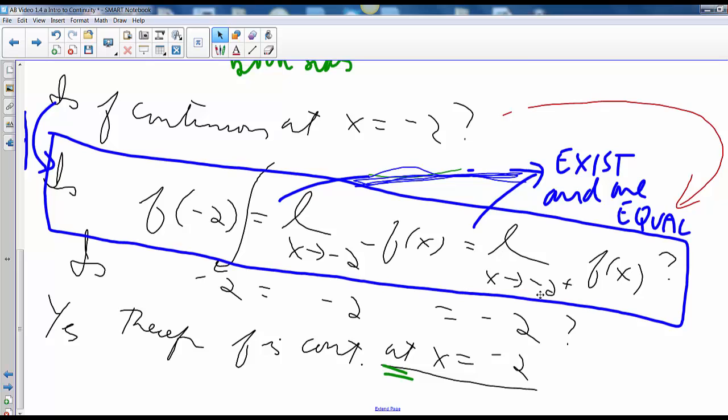Part A asked for this. We came up with negative 2. Part B asked for that. Turns out all 3 expressions are equal to one another, and they're all real numbers. We can therefore conclude that the function is indeed continuous at x equals negative 2.